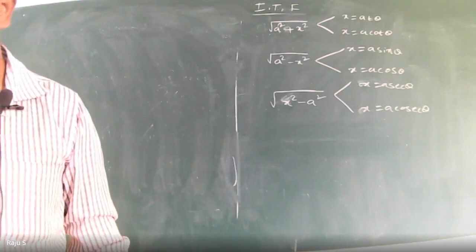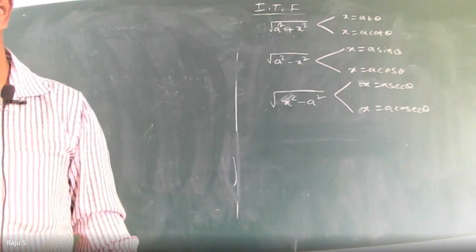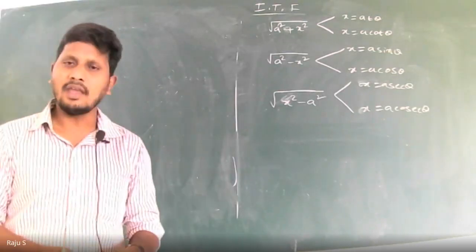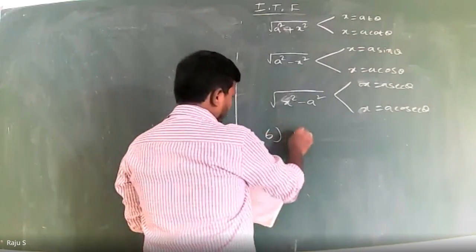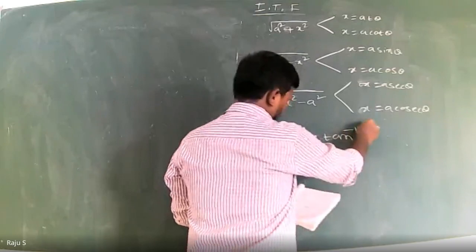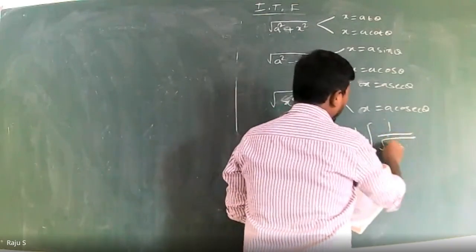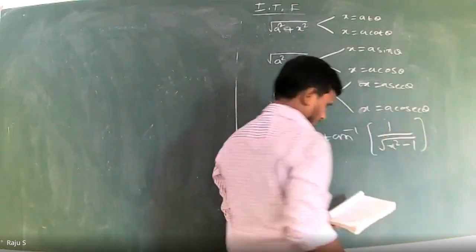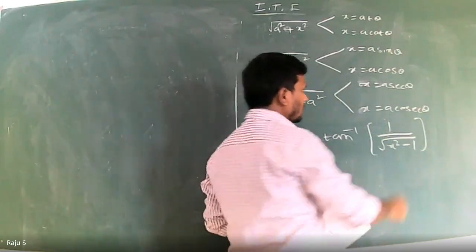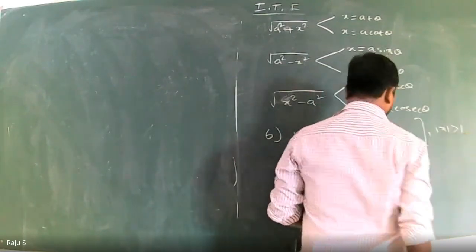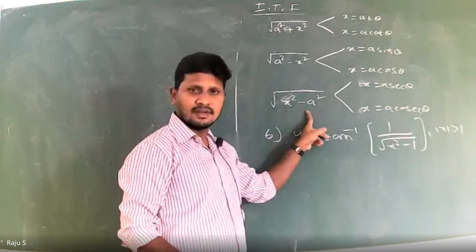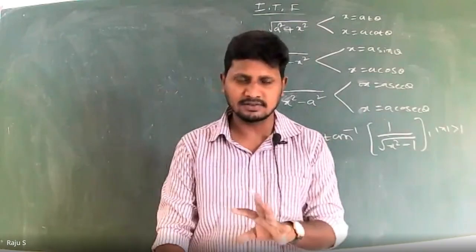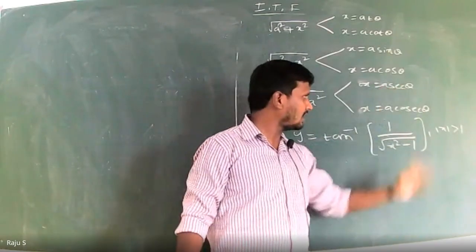Question number 6. Anyone, what is the x value we need to substitute? Cosec theta, sir. Exactly. Question number 6, they have given tan inverse of 1 by root over x square minus 1, where mod x is greater than 1. Okay, x square minus 1 is the last case. Here we are having two conditions. Either we can substitute secant or cosecant.